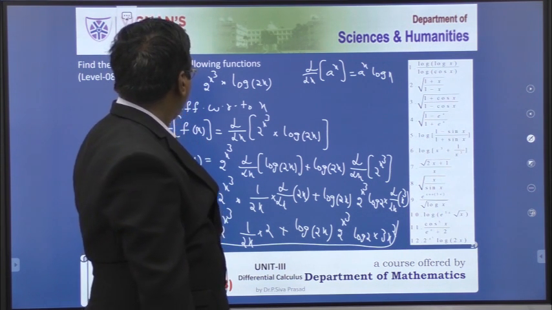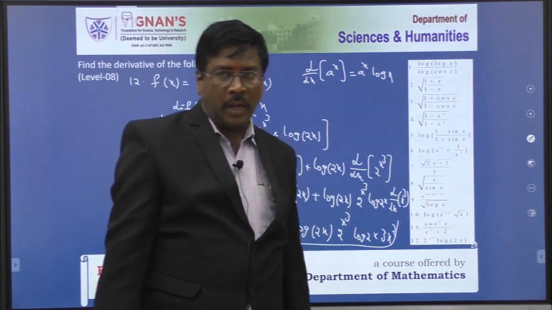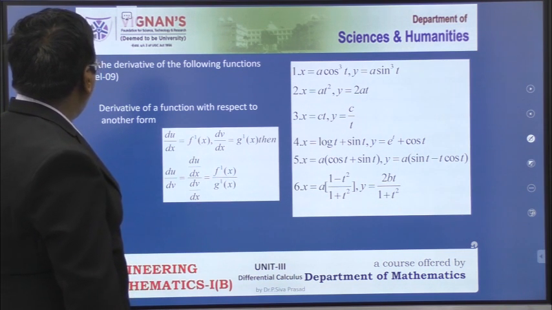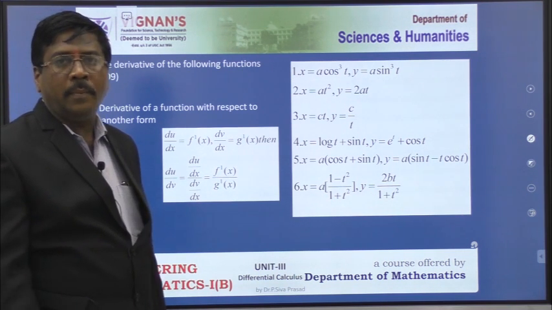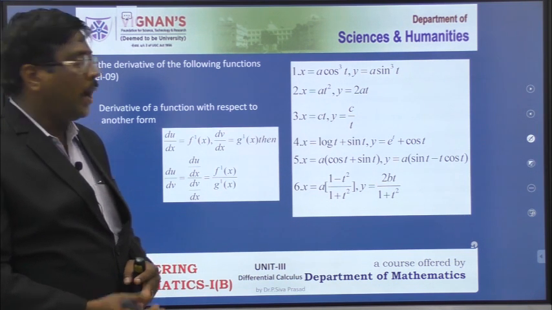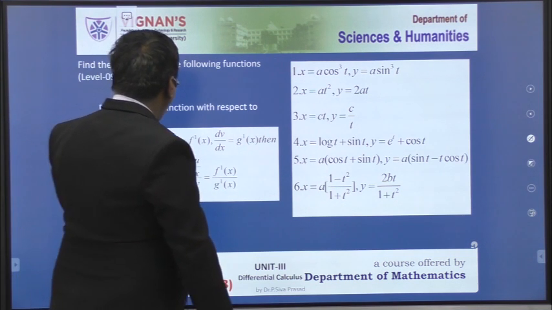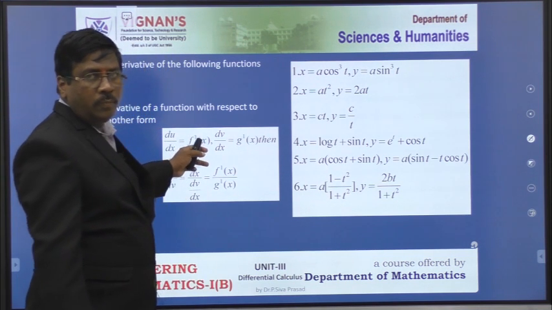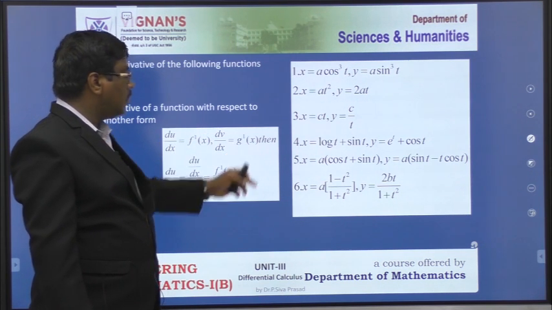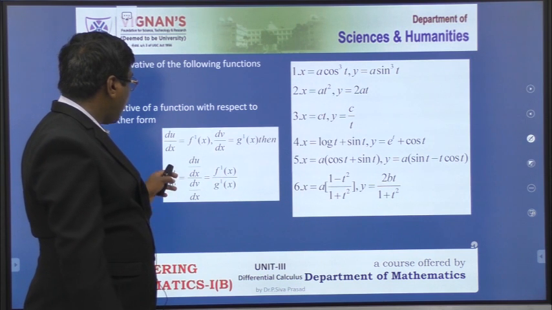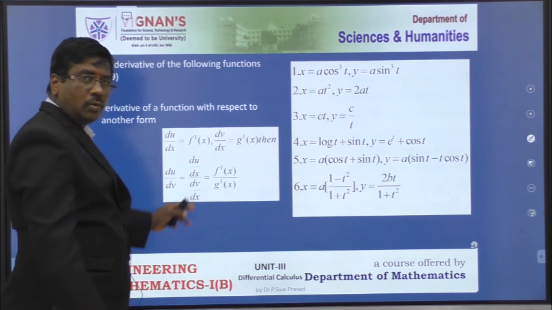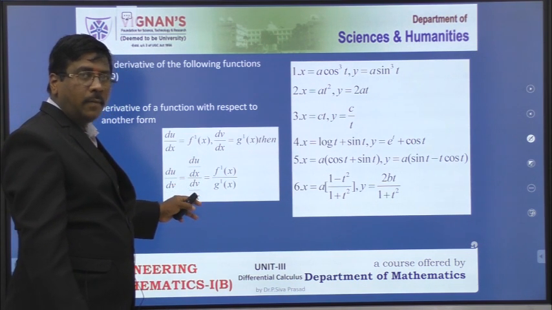Okay. Now coming to the next competency level, level 9. So this is called another form, that means the parameter that may be used for finding the derivatives. Parameter means we have to find out, please all of you say this. Here du by dx is equal to f dash of x. All of you catch your point. And dv by dx is equal to g dash of x. Then we have to write du by dv is equal to du by dx by dv by dx.